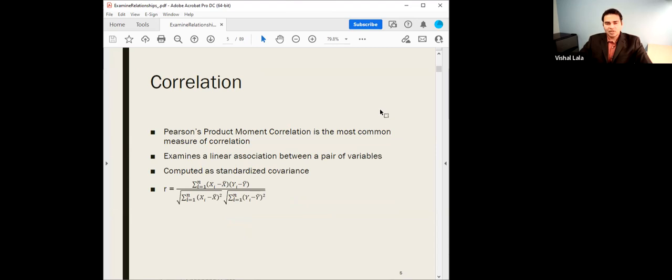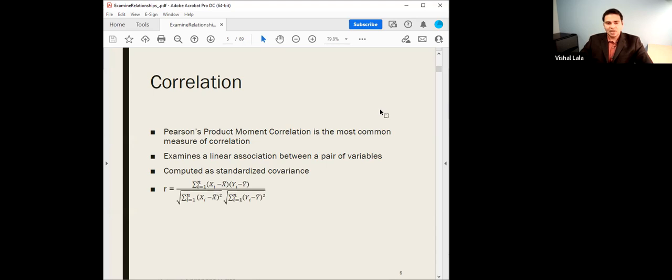Mathematically, correlation can be measured as standardized covariance. That is, in the formula, the numerator includes the product of the deviations of the two variables from their respective means, divided by the product of the variances of each of the two variables. Thus, correlation can be seen as being standardized covariance, standardized by the individual variances.